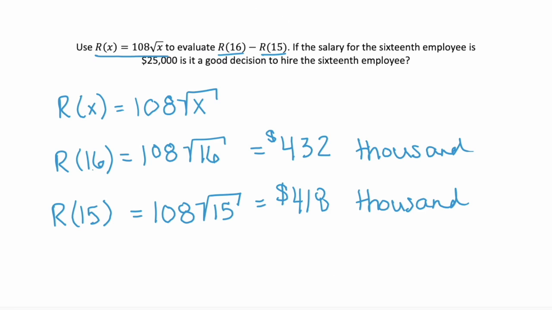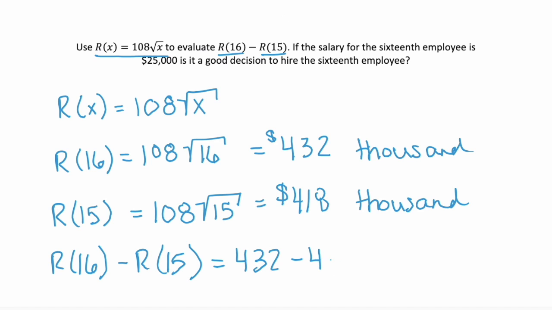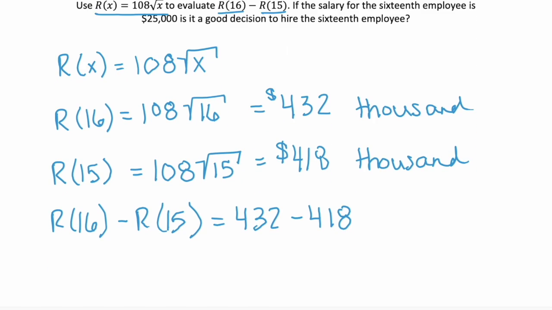Now that we know the revenue for 16 employees is 432,000 and the revenue for 15 employees is 418,000, we can calculate that difference, r of 16 minus r of 15, which is equal to 432 minus 418. And 432 minus 418 is 14,000.